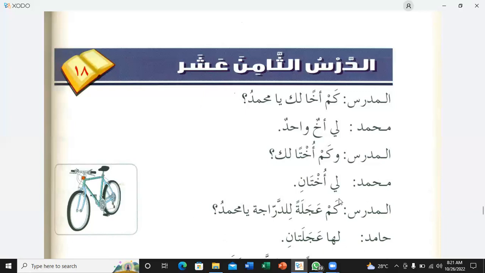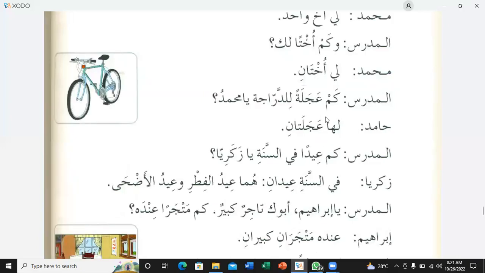Muhammadun: Li ukhtani. I have two sisters. Al-mudarrisu, the teacher: Kam ajalatan, how many wheels?